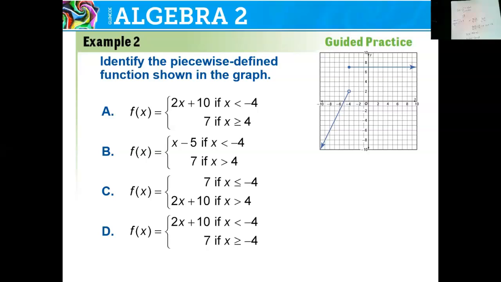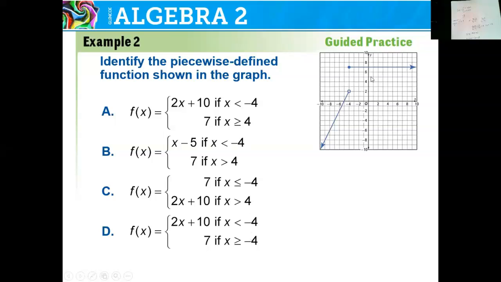Answer choice B, once again, they've mixed up endpoints, so they don't stop at -4 and 4, so that can't be it either. Answer C, 7 if x is less than or equal to -4, 2x plus 10 if x is greater than 4. Once again, they've messed up endpoints here. The only one that has the correct endpoints are -4 and -4.